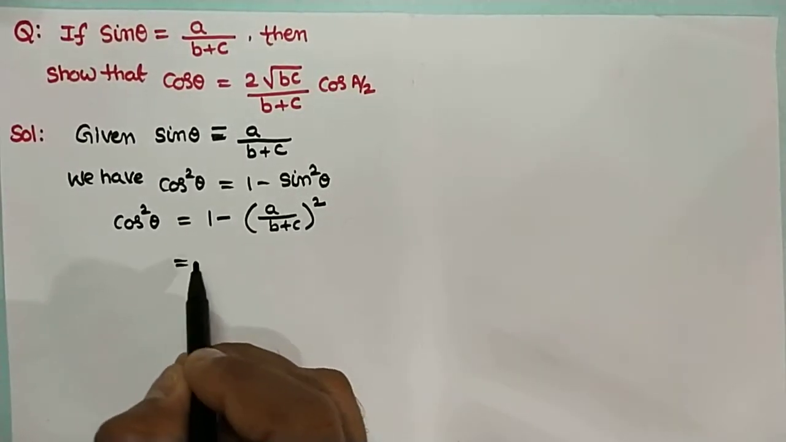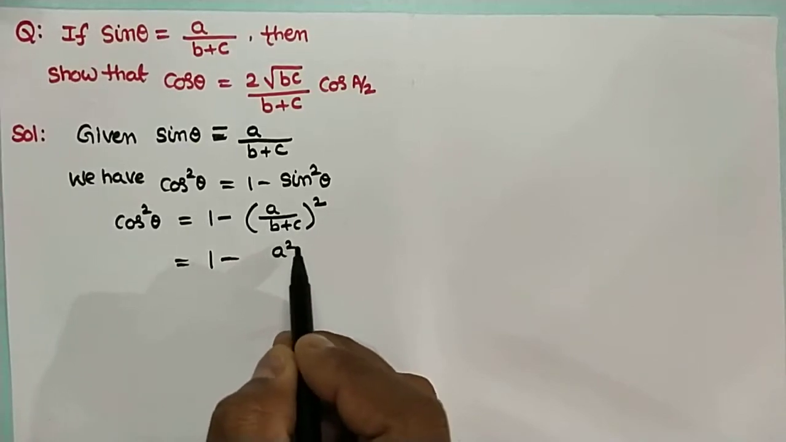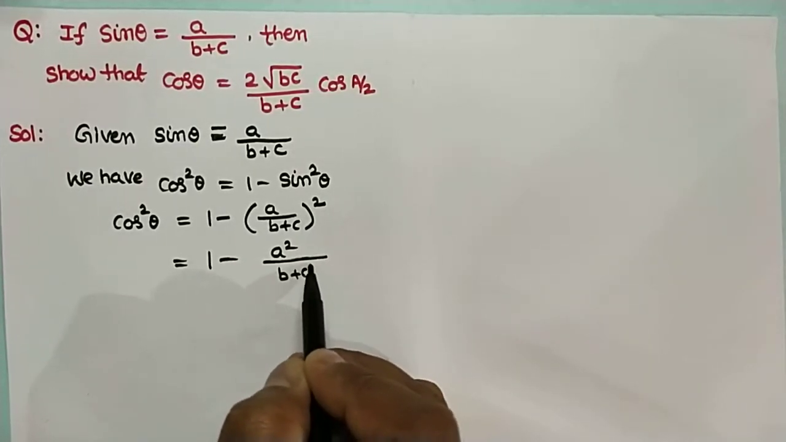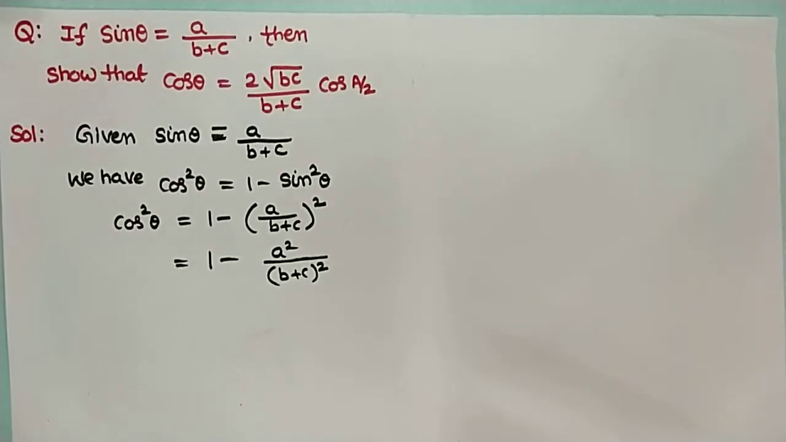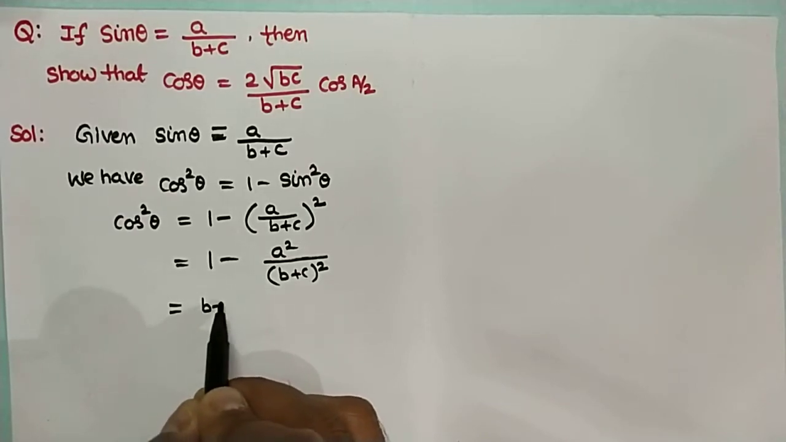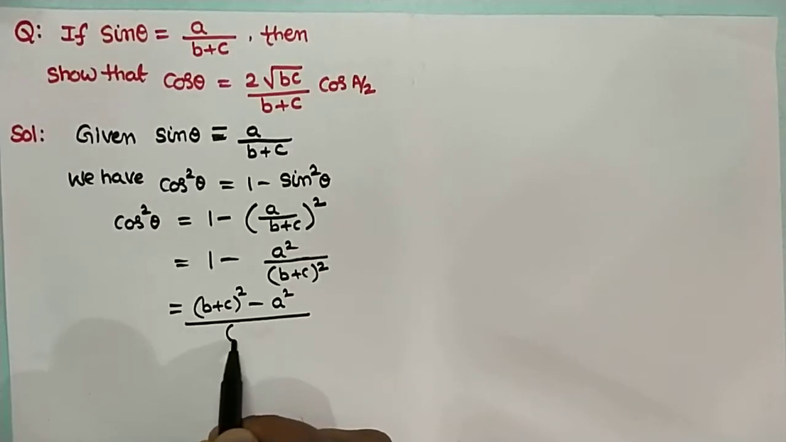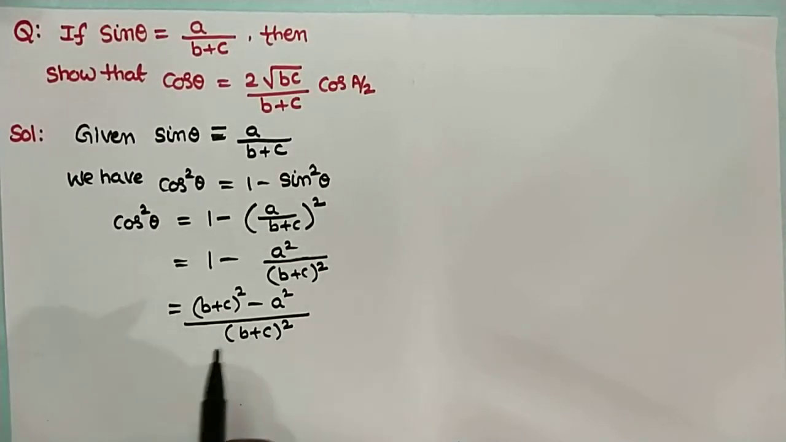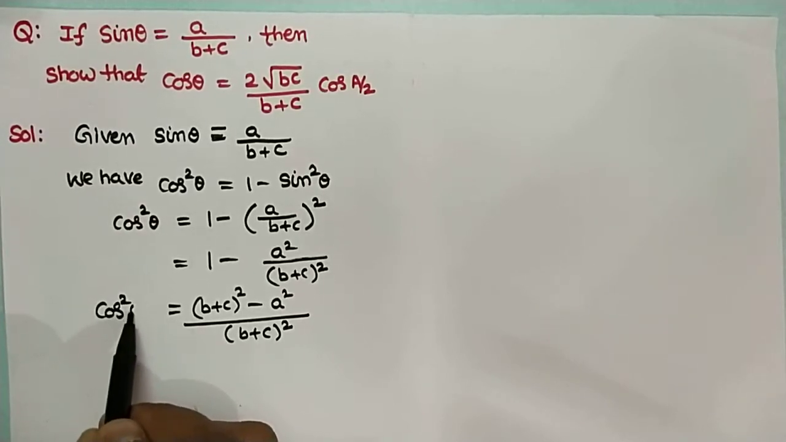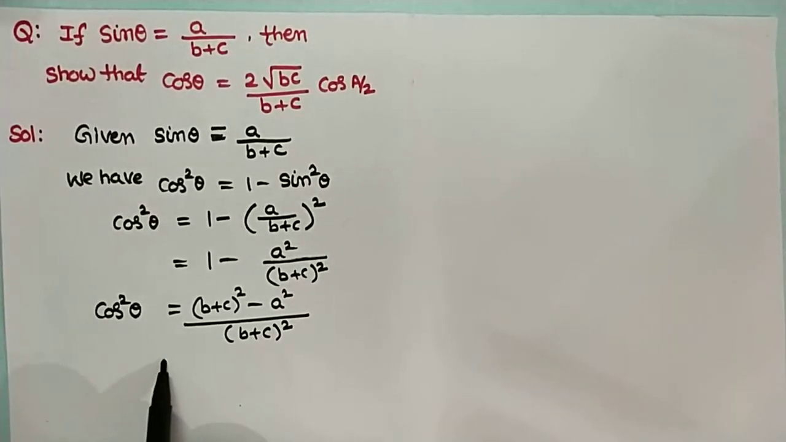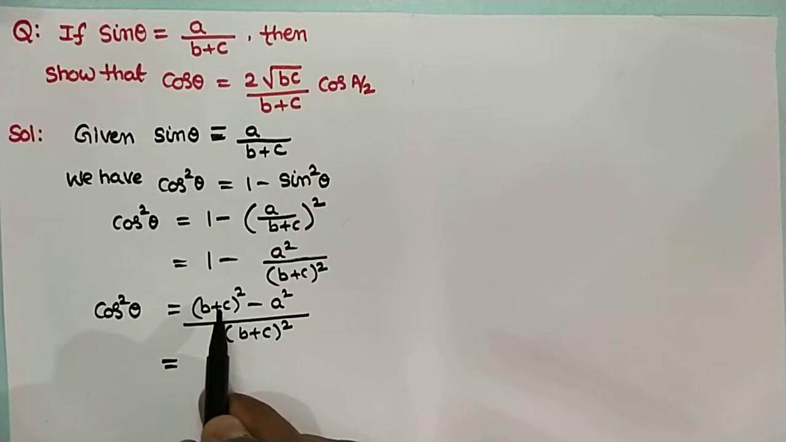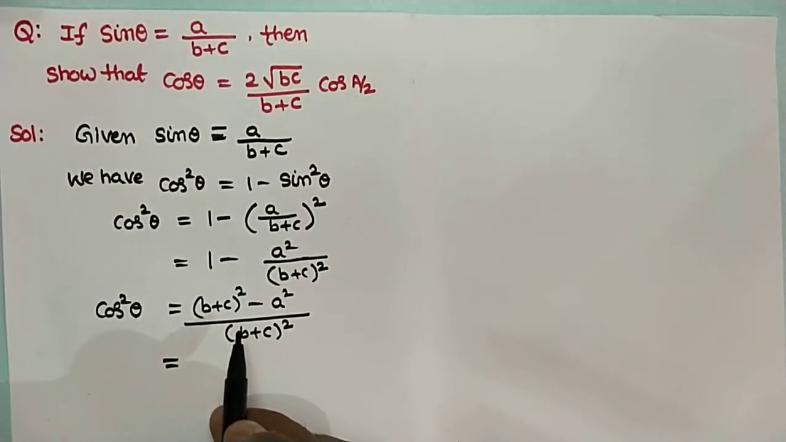Now simplifying 1 minus a square by b plus c whole square. So after taking LCM, b plus c whole square minus a square divided by b plus c whole square. This is the value of cos square theta. Now, the numerator is in the form of a square minus b square, so we can write it as a plus b into a minus b.